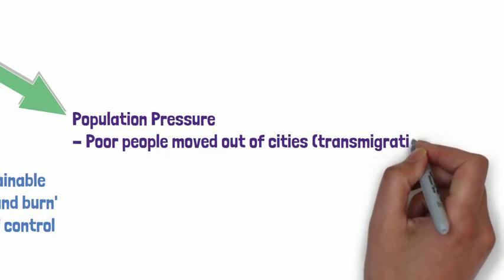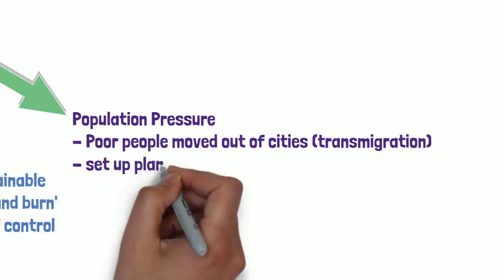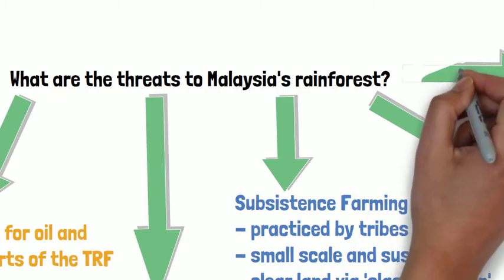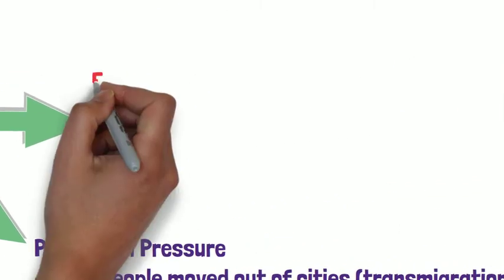Our next reason then is looking at population pressure. So a lot of poor people were forced to move out of cities and told basically to go make a living out in rural areas. So they usually did this by setting up plantations and farming.